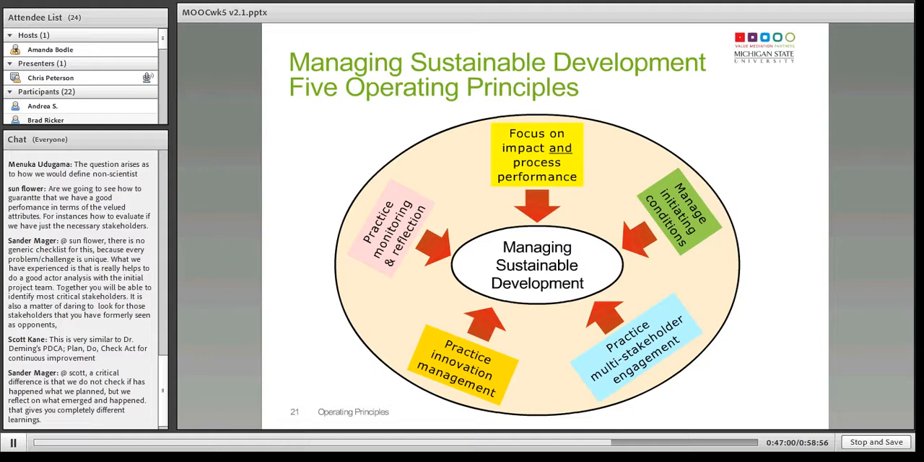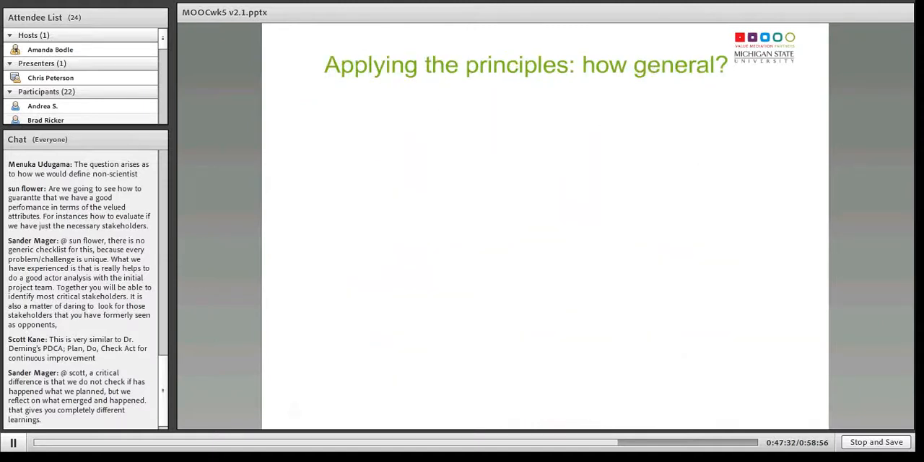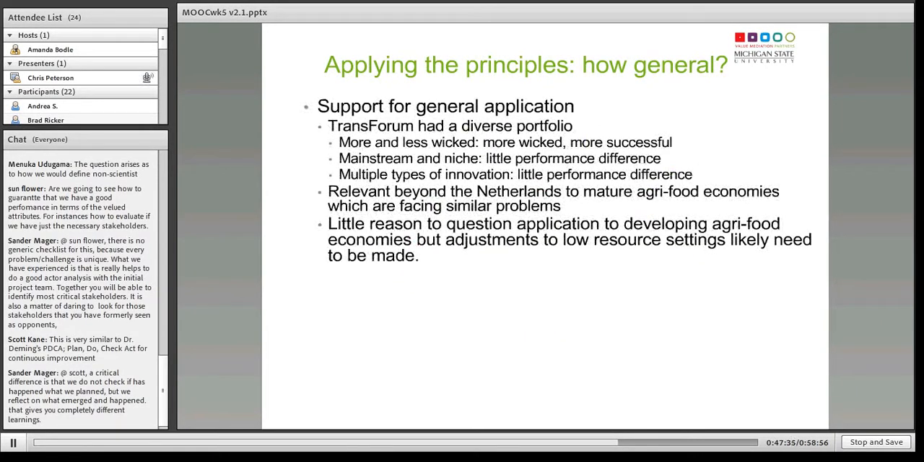Now, if that doesn't make you sweat a little bit, then you don't fully understand the real challenge of managing sustainable development. But it is a process that Transforum, I think, provides ample evidence that it can work, but you've got to do it with great care. So when we think about applying the principles, how general are they? Well, I think there's a lot of support that they are quite general.